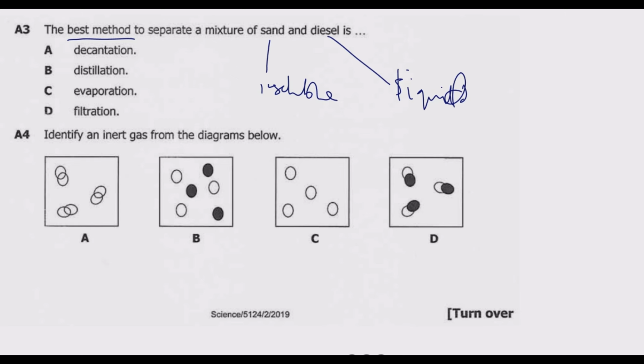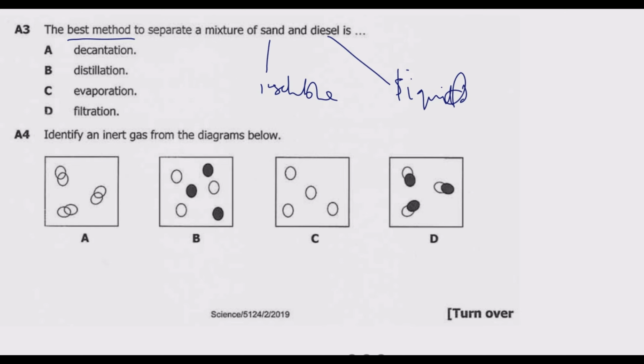We look at decantation. Decantation is used to separate an insoluble suspension that settles to form sediment, like water and paraffin. Paraffin settles on top, then water down there. So that's when you use decantation.